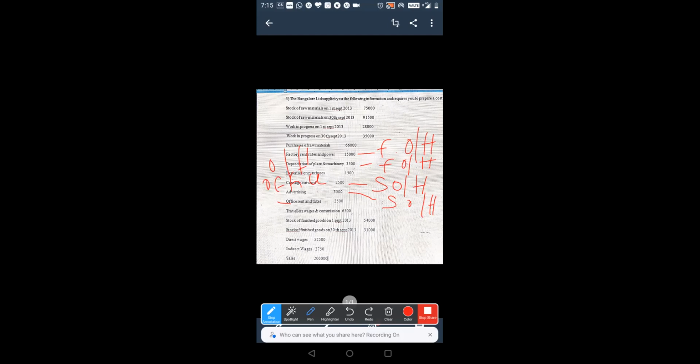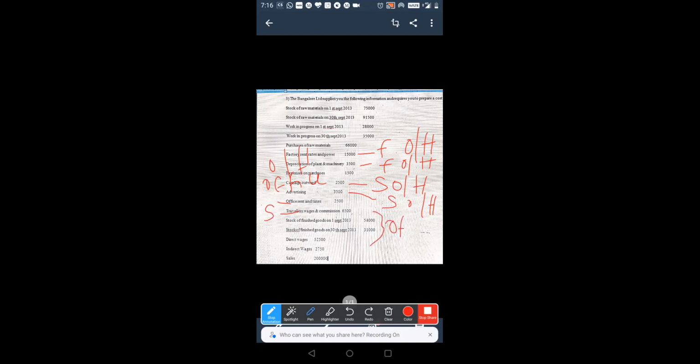Next, traveling wages and commission. See, it is written as traveling, and we say traveling wages and commission. So traveling wages and commissions come under selling overhead. They are expenses incurred for making sales, so that is why they come under sales. Next, stock of finished goods. See, there are two: stock of finished goods on 1st September, and stock of finished goods on 30th September. Both should be taken.